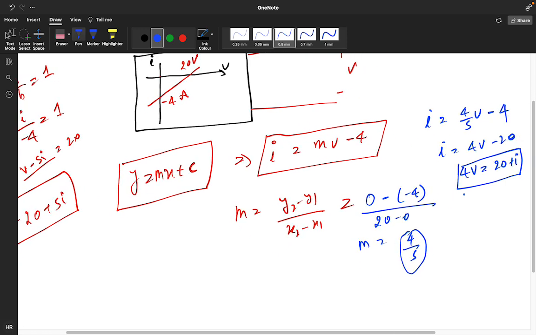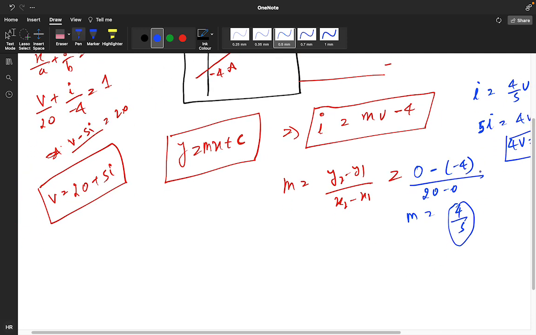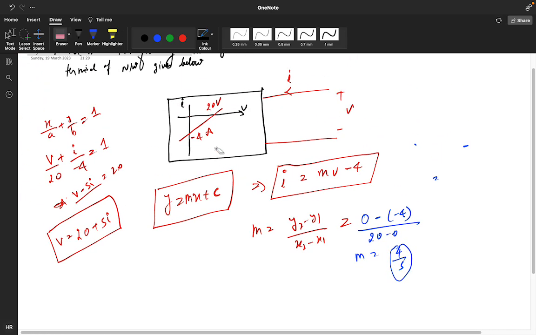See, this will become 5. Sir, m is 4 by 20. Oh, 4 by 20. Okay, I made some mistake then. Yes, it's 4 by 20. You will get the same equation. It's up to you how you are solving. You have to use this equation, or you can use this particular equation and get the answer.